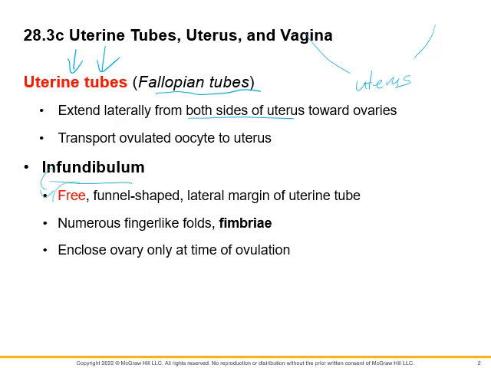The infundibulum is the free, funnel-shaped end of the uterine tube, and it has lots of finger-like folds, and those are the fimbriae. It only comes to touch the ovary at the time of ovulation, and these fimbriae sweep the ovary and take the secondary oocyte into the uterine tube. Something to note, as we've talked about before, is that this is not directly attached. The uterine tubes are not adhering to, bound to, or ligated to any part of the ovary.